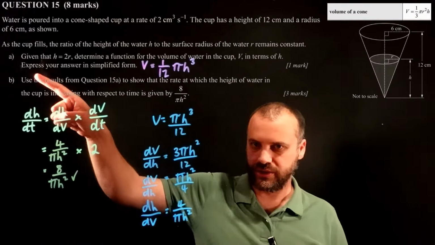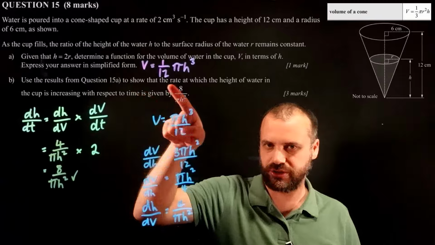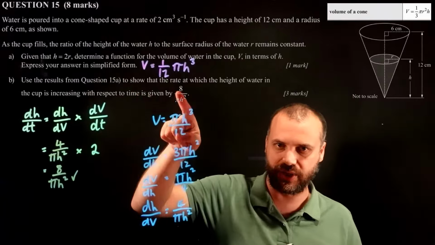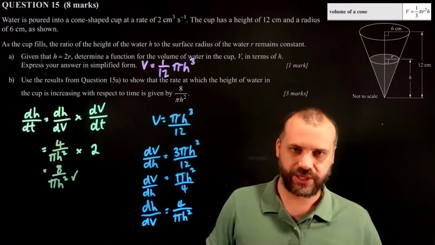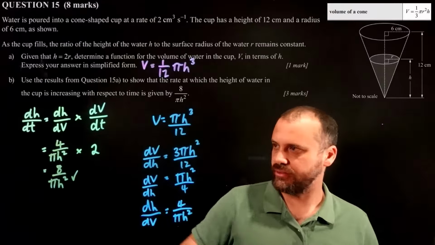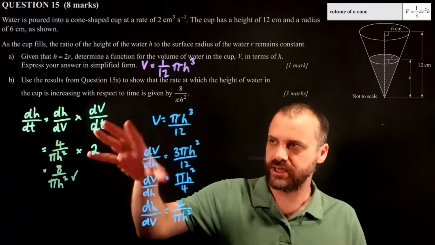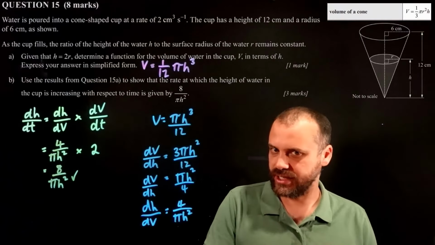because it said use the results from question 15A. We just use the results to show that the rate at which the height of water in the cup is increasing with respect to time is given by 8 over pi h squared. Okay, that's part B getting rid of. We can get rid of all of this because we've got the result there. This was the proof that that result is true, and we can move on to part C.